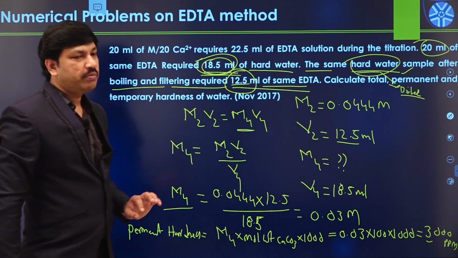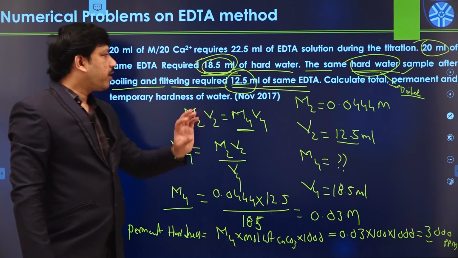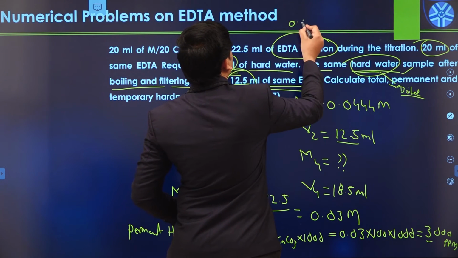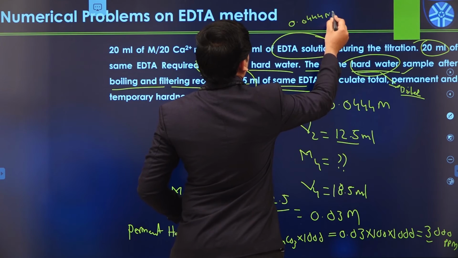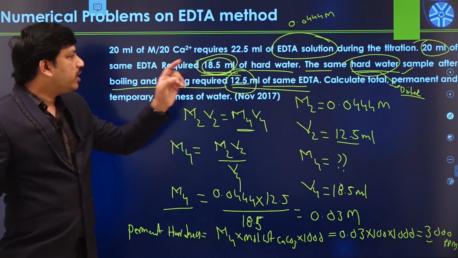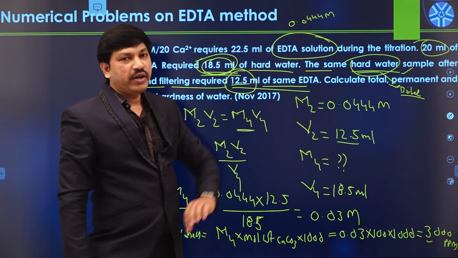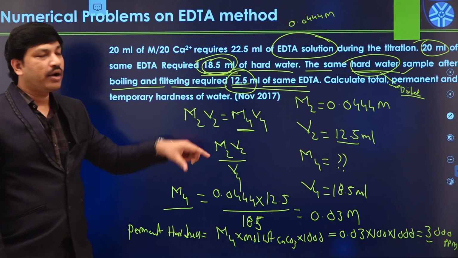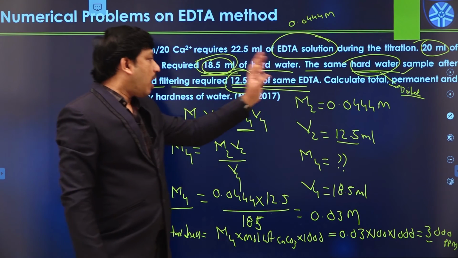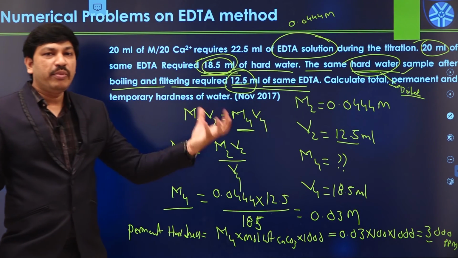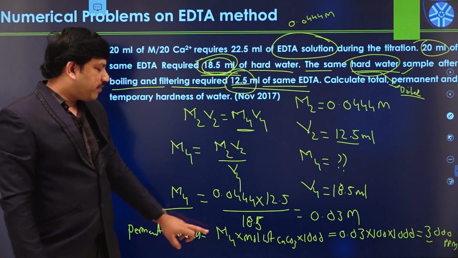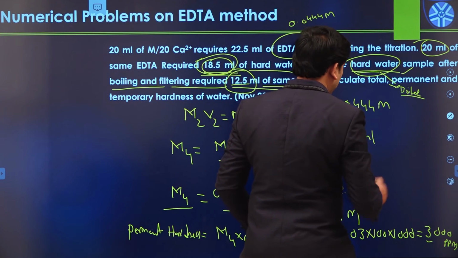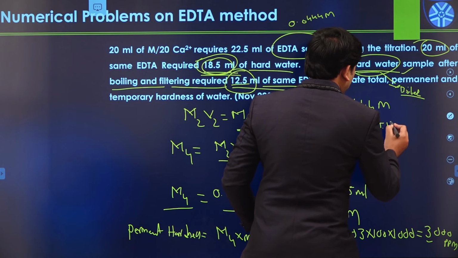From the given statement, first we calculated the concentration of EDTA solution. That is 0.0444 molar. By using that EDTA solution, we have done two different titrations. In the first titration, we measured the total hardness of the given water sample. After, from the third statement, we measured the permanent hardness of the given water sample. So like this, we have two different values. We have the total hardness value.